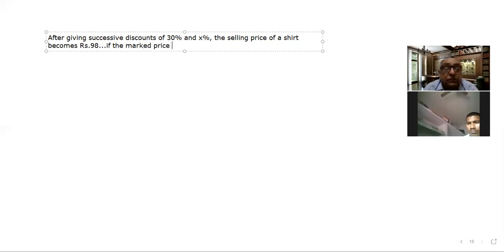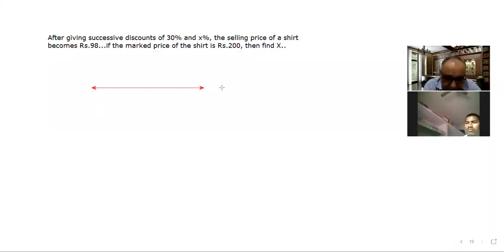market price of the shirt is rupees 200, what is there? Then find X. So what is the second discount rate? Means find X, right? So the question is quite easy, not a big thing. Okay. So now beta, let us do this question. How can we do this question? Let us try to understand this. Let us take this scale, total scale. Okay. On this scale, we can take it otherwise also. Let us take it this way, instead of taking it that way.